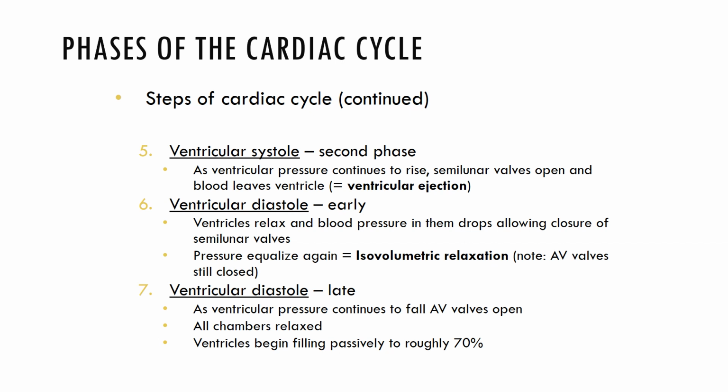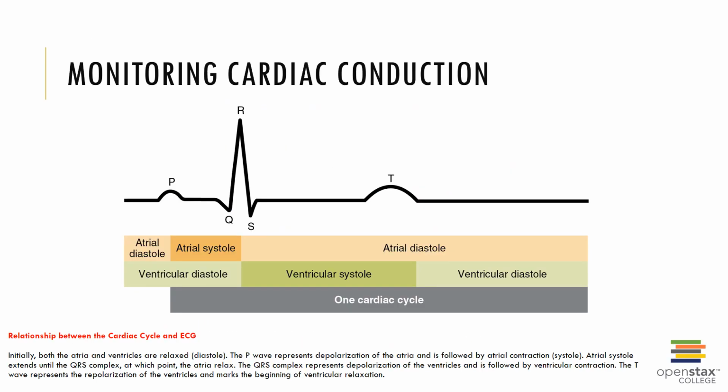In late ventricular diastole, all chambers are relaxed again. The AV valves have opened and the ventricles are passively filling with blood from the atria to about 70% of their volume. The semilunar valves are also closed. And here you can see the relationship between the cardiac cycle and an electrocardiogram.